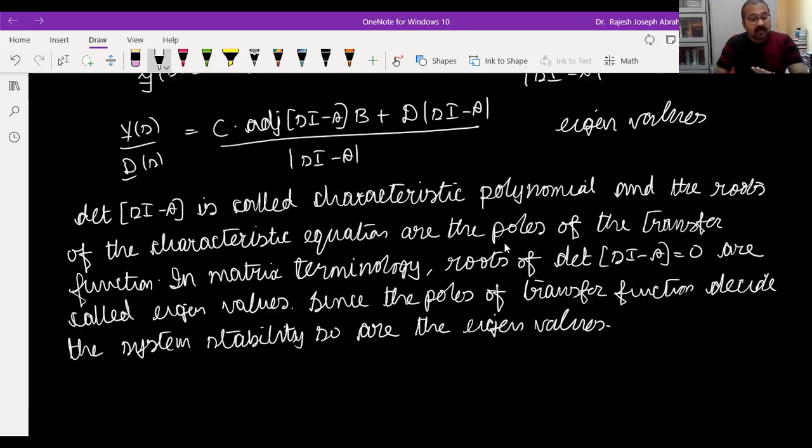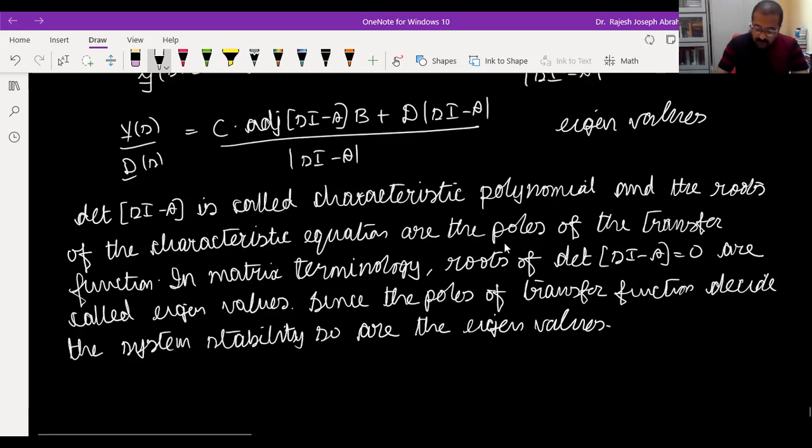If the poles have negative real parts, the system is stable. Similarly, if all the eigenvalues have negative real parts, the system is stable. If all the poles are in the right half, the system is unstable. Likewise, if the eigenvalues have positive real parts, the system is unstable.